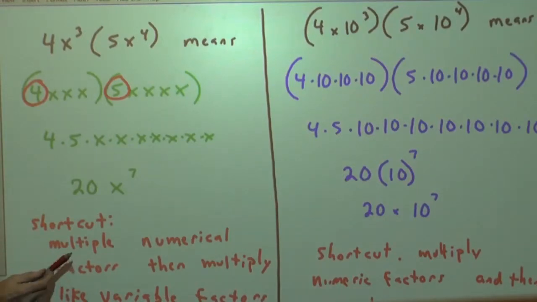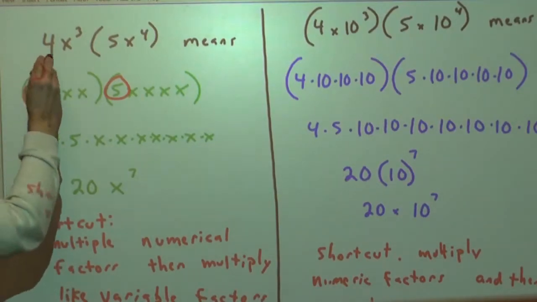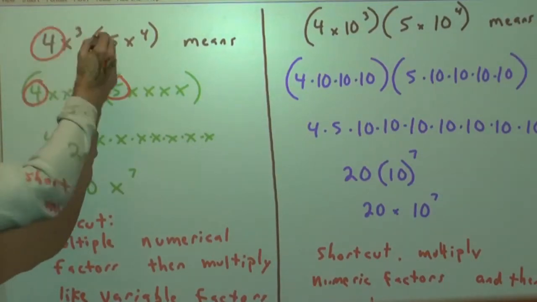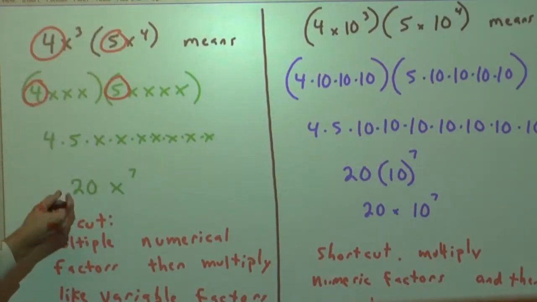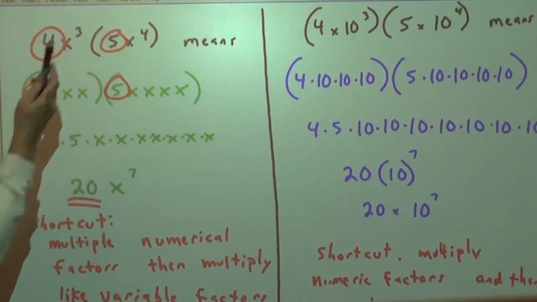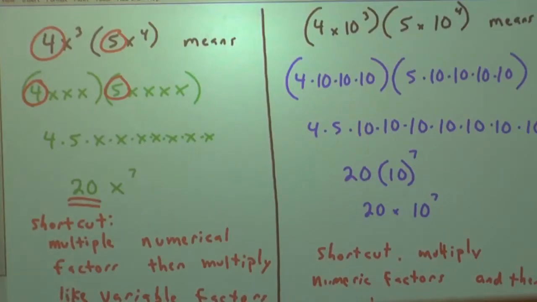The shortcut is simply to go back up here and say, okay, we have factors. We have a 4 that's being multiplied and a 5 that's being multiplied. Let's first multiply those together, and that gives us the 20. And then let's keep track of how many x's are being multiplied, and the answer is 7, so we can go right to this answer right here.